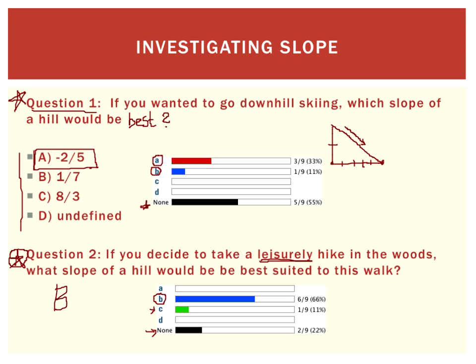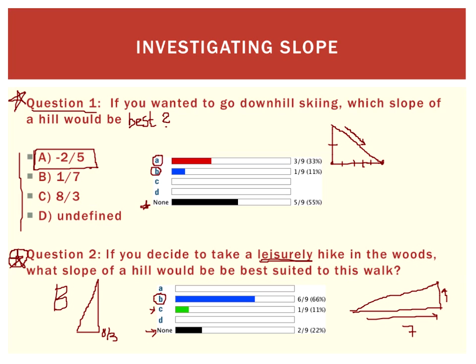And again, if we're thinking of rise over run, 1/7, a leisurely walk in the woods, I probably don't want a very steep slope, right? So what this is telling me is that for every 1 unit that I go up, I would be running 7 units, okay? Why would 8/3 not be very good? Well, that would be a pretty steep slope, okay? 8/3 would be a pretty steep slope.